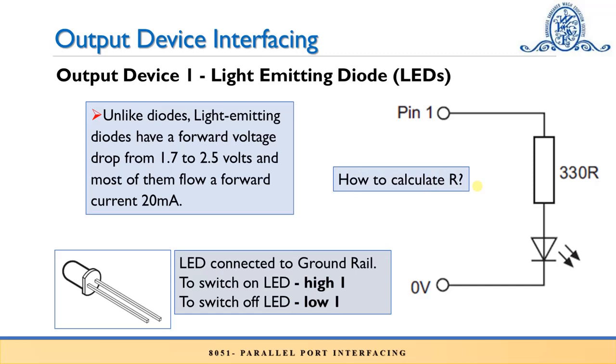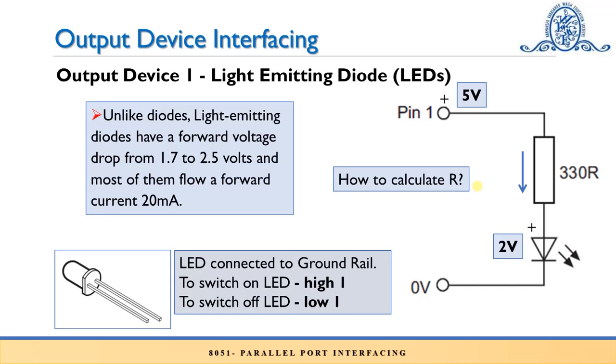So in this case, how to calculate the value of this series resistor which will limit the current through the LED, let us say below 20 milliamperes, or let us take a simple case of 10 milliamperes. So the output of the microcontroller is say 5 volts. The voltage on the output pin of the microcontroller is 5 volts. The drop across the LED can be assumed to be 2 volts. And let us say I have to allow 10 milliamperes of current through it. So how will you calculate it?